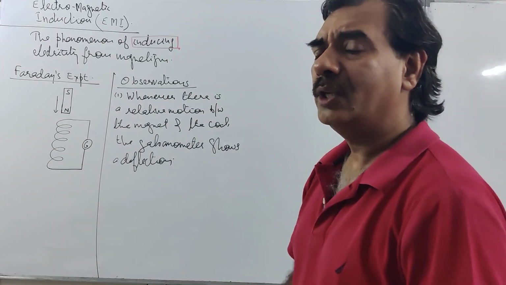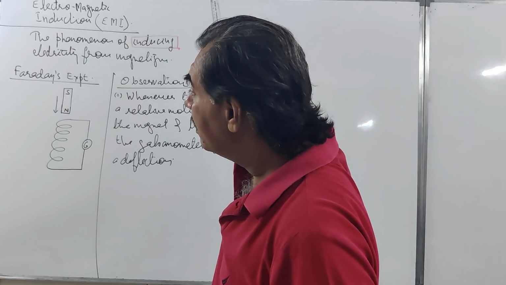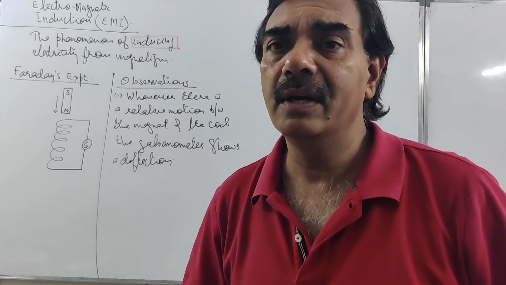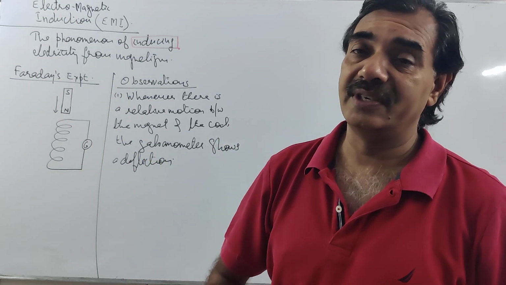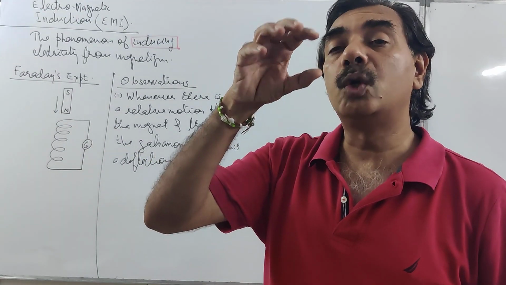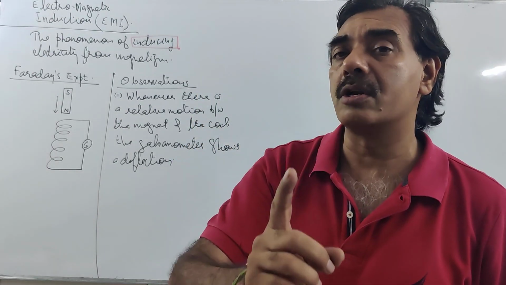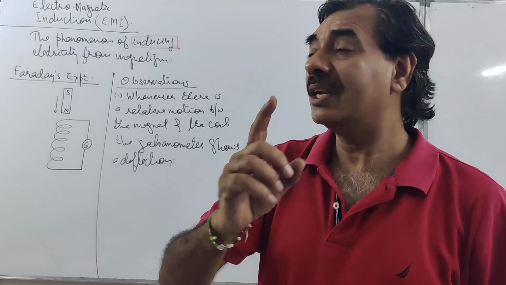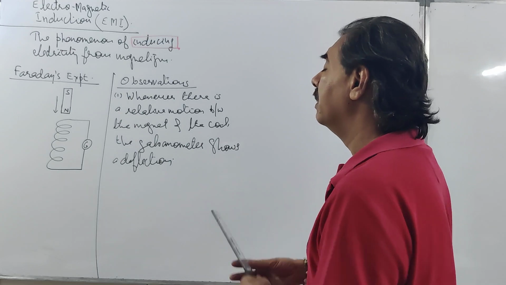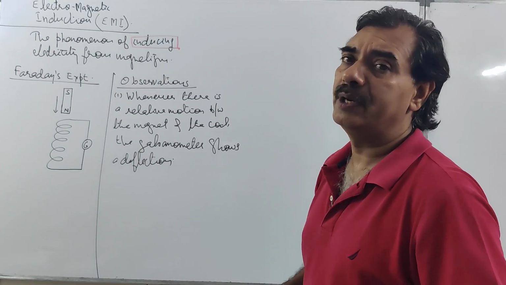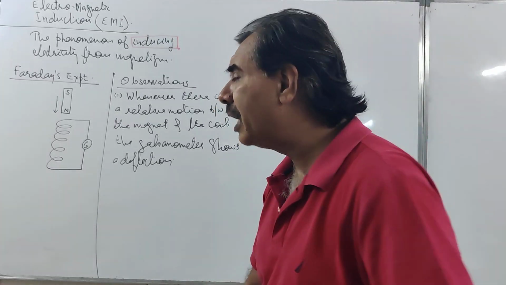And what else did he observe? Let me tell you first, then I will write. When you reverse the direction of motion of the magnet, the direction of deflection was also reversed. When he moved the magnet faster towards or away from the coil, the deflection was more. This means that the rate at which the magnet is brought towards or away from the coil will determine the amount of current which has been induced. When the magnet is at rest with respect to the coil, there was no deflection, please.